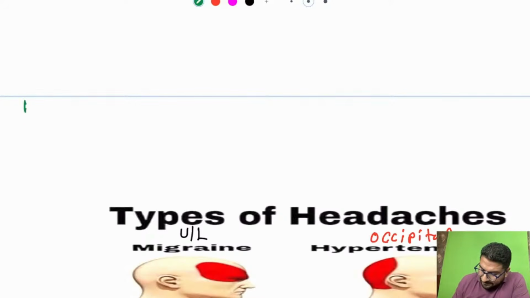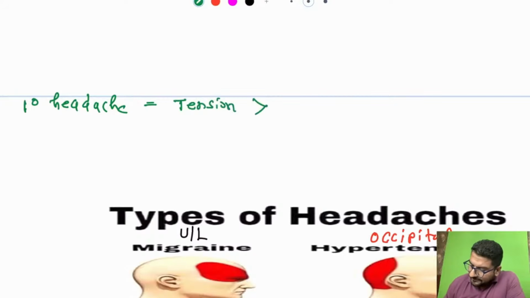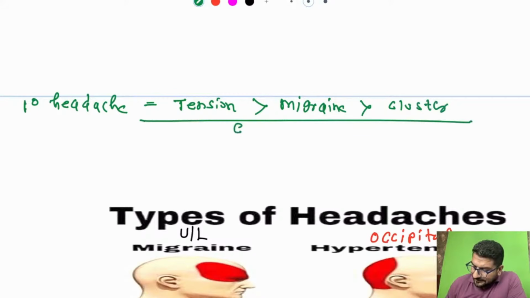Now see, what are all the primary headaches? Primary headache means the most common will be tension headache. Second most common will be migraine. And third most common will be cluster headache. In these three headaches, understand, diagnosis is clinical. Clinical means आपको कोई CT MRI नहीं कराना. So understand this thing further: further steps in making diagnosis you will make only in secondary headache.